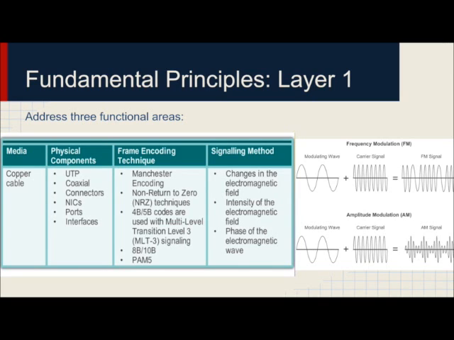Signaling. The physical layer must generate the electrical, optical, or wireless signals that represent the 1 and 0 on the media. This is similar to how Morse code is used for communication. Signals can be transmitted in one of two ways, asynchronous and synchronous. In the table, we can see the media, physical component, frame encoding technique, and signaling method.